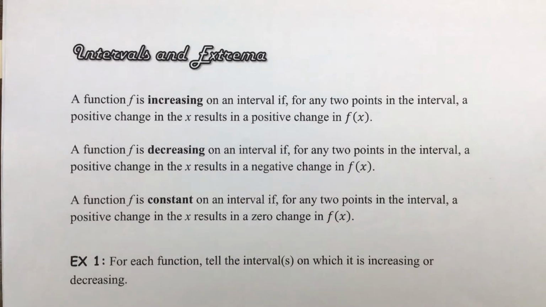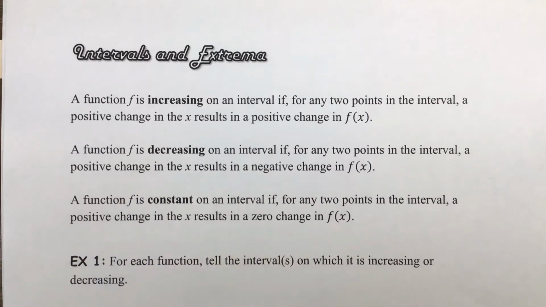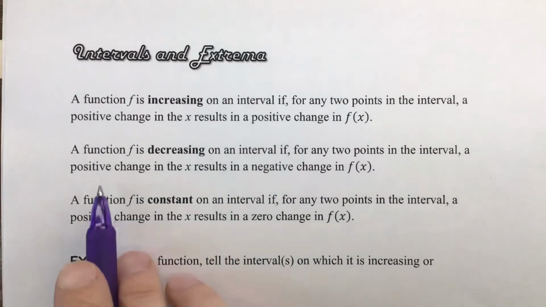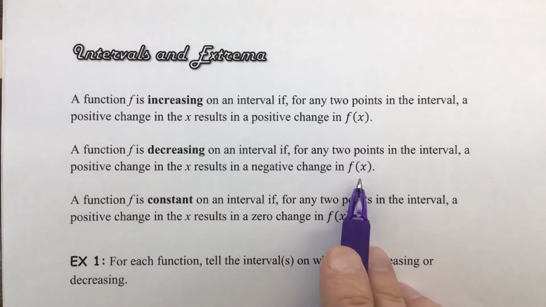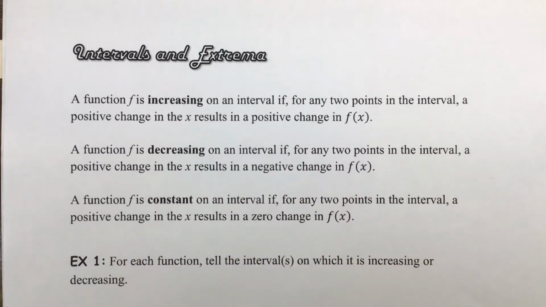That would be increasing. A function f is decreasing on an interval if for any 2 points in the interval, a positive change in the x results in a negative change in the f of x. So as you move to the right, does the output decrease? Does the graph go down? If so, then it's decreasing.